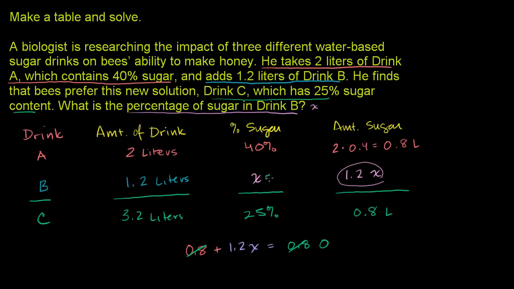So this thing right here has got to be 0. There's no sugar in drink B. It's just got to be like 1.2 liters. I guess the solution is of water. So it's 1.2 liters of water. There's no sugar in drink B. It is 0% sugar.